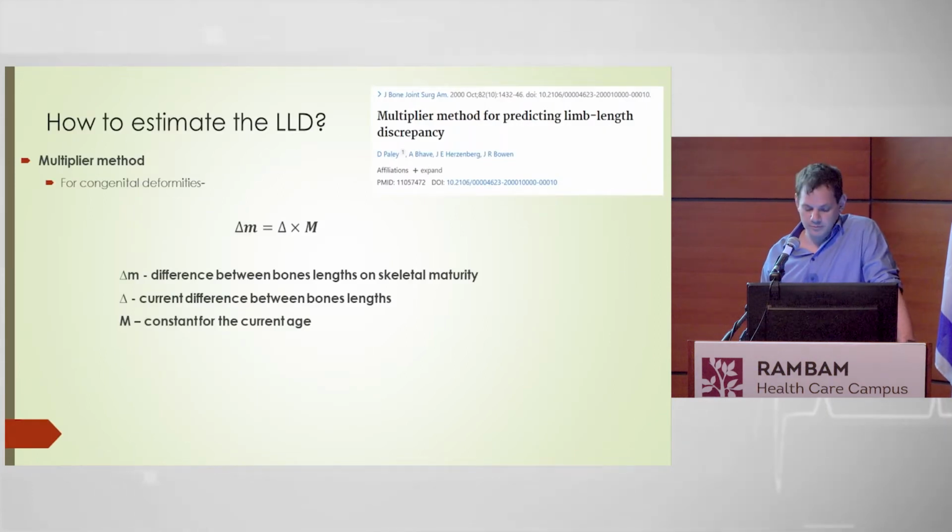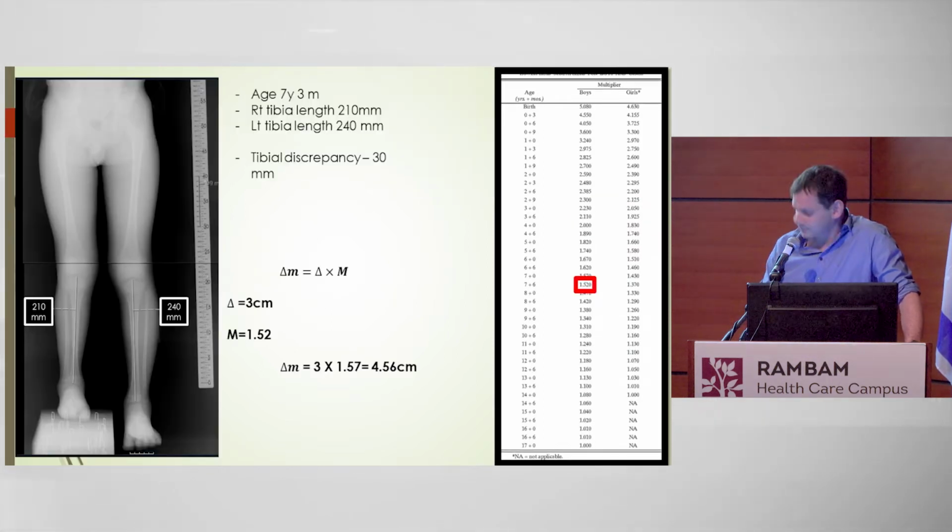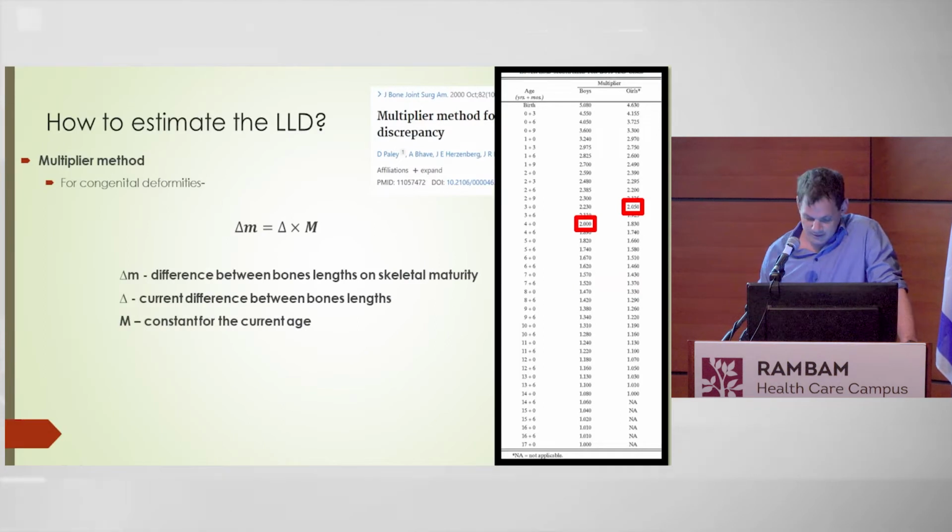The multiplier method was published by Paley and co-authors in 2000. For congenital deformities, it is based on the fact that the ratio between the difference of the leg lengths in different ages tends to be constant. So if we subtract the short limb bone length from the long one and multiply it by a constant from this table, according to the patient age and gender, here are the different ages and boys or girls, we get the estimated LLD at maturity. Of course, we cannot remember the whole table, but as a rule of thumb, we can remember that for girls at the age of 3 and for boys at the age of 4, the LLD is about half of the final LLD.